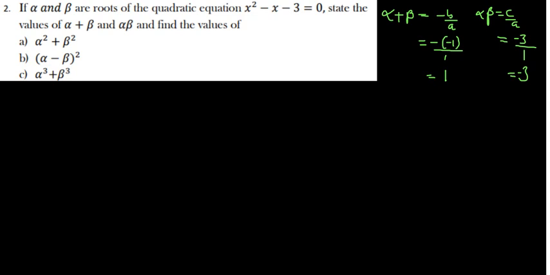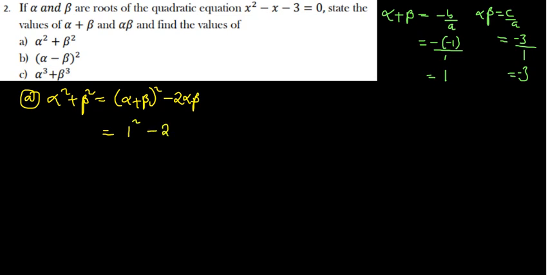Now we can work out the first one, a. Want to find alpha squared plus beta squared. Now remember, we already mentioned every time you have got alpha squared plus beta squared, you need to replace it with alpha plus beta squared minus 2 alpha beta. So where there is alpha plus beta, we're going to substitute what we have found as a 1, but that is squared, minus 2. Where there is alpha times beta, we replace a negative 3. So this gives us 1 plus 6, and that is going to be a 7.